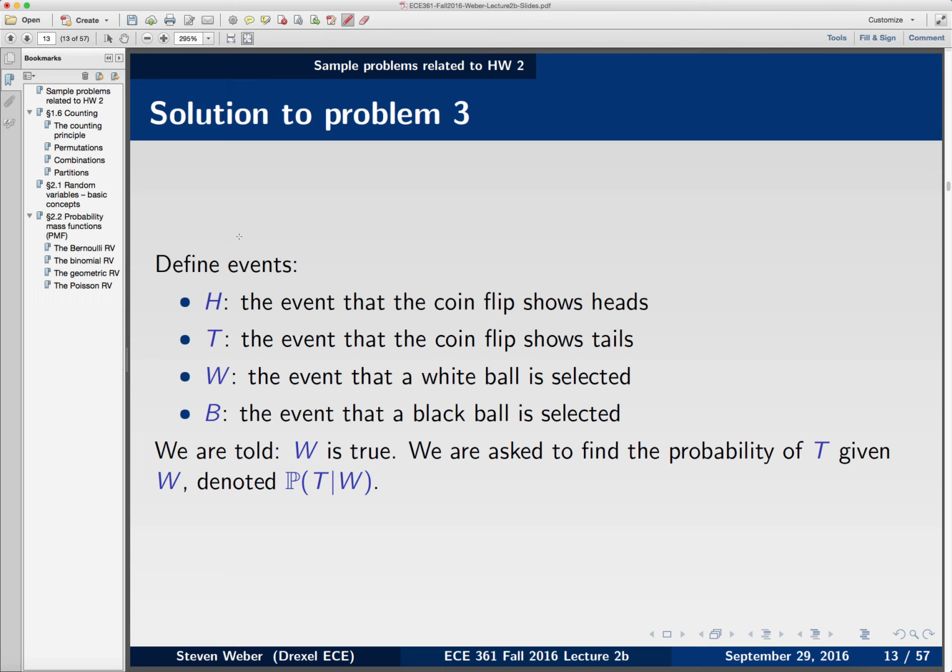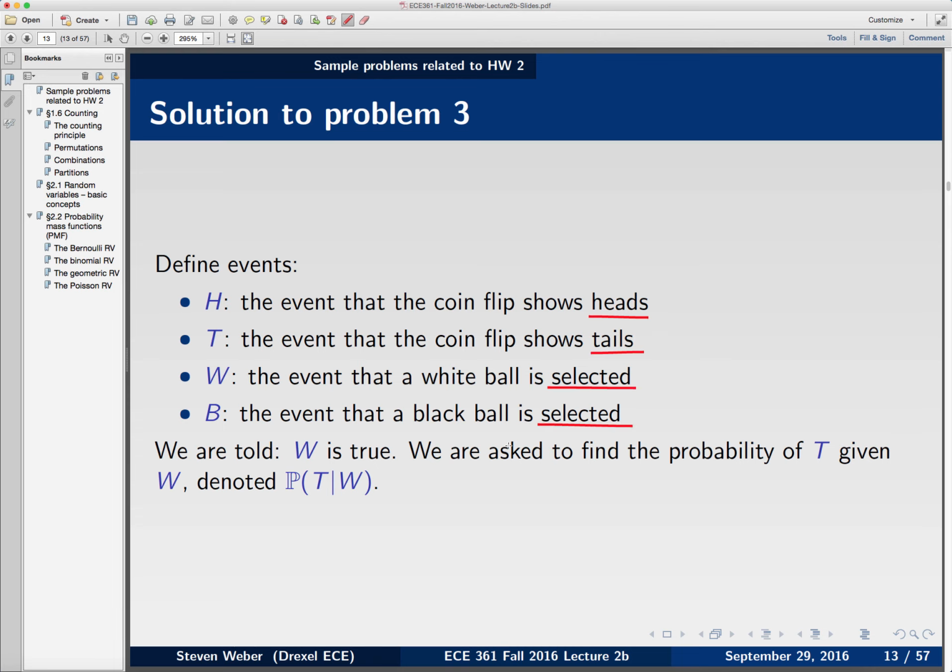Just like in the previous problem, we'll start by defining events. We'll use the notation H, T, W, and B. H is the event that the coin flip shows heads. T is the event that the coin flip shows tails. W is the event that a white ball is selected. And B is the event that a black ball is selected.